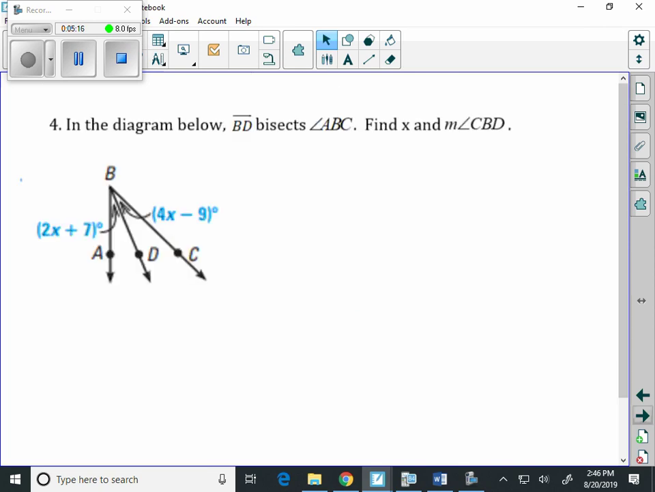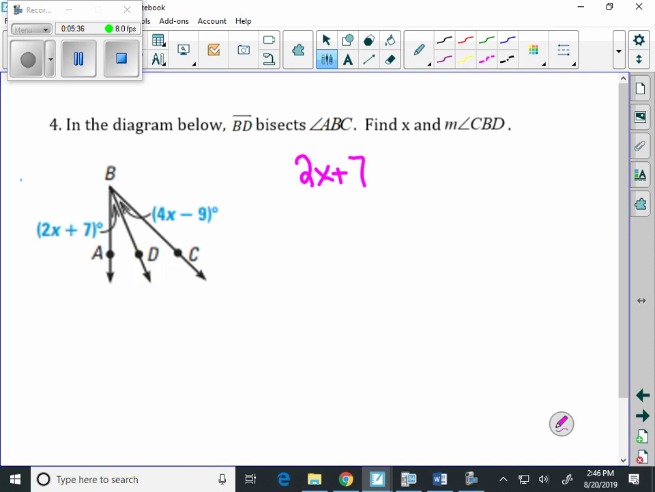In the diagram below, ray BD bisects angle ABC. We want to find x and the measure of angle CBD. Well, remember, if it bisects, what that means for us here is that the value of 2x plus 7, which is angle ABD, is going to be equal to the measure of angle CBD, which has a value of 4x minus 9. And solve it the way your Algebra 1 teacher taught you.